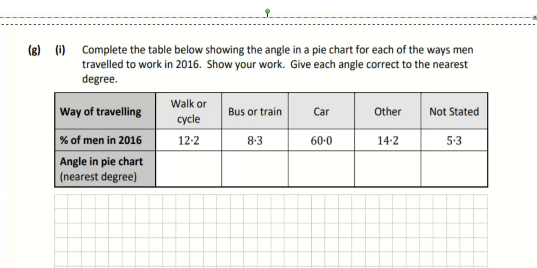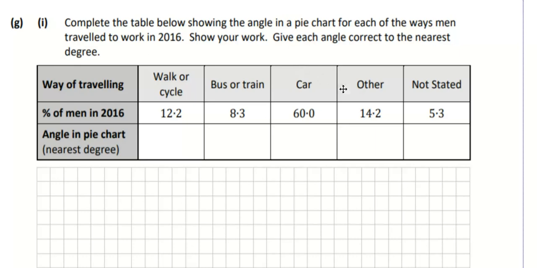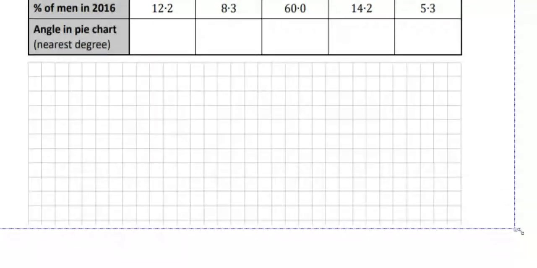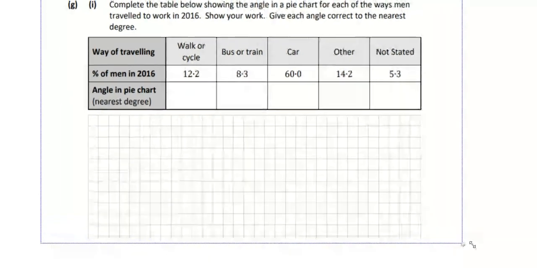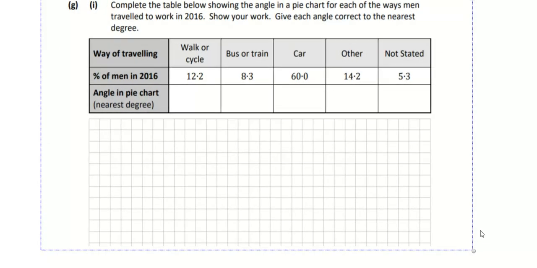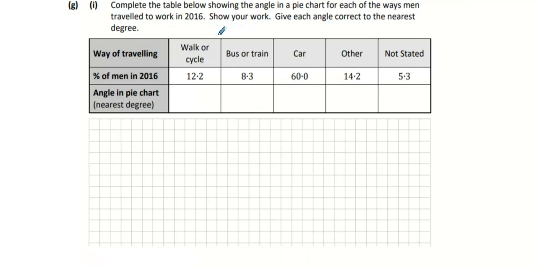Next one. Complete the following table showing an angle in a pie chart for each of the ways men travel to work in 2016. Show your work, give each angle correct to the nearest degree. Okay, so to the nearest degree, what we're going to do is this. You get your fraction, or so your percentage. So it's percentage divided by 100, and then you multiply that by 360.